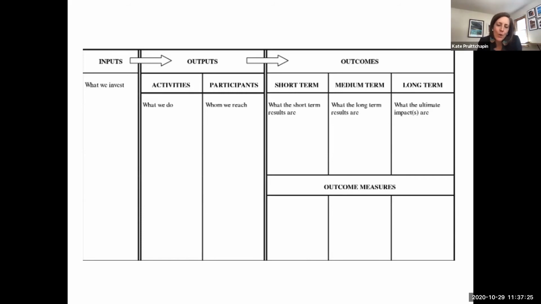And then how will you know you're making a difference? What change do you want your program participants to experience because they participated in your activities? So I invite you just to briefly write that down. Again, starting with the end in mind, because whatever you come up with here is really going to guide your evaluation plan, right?